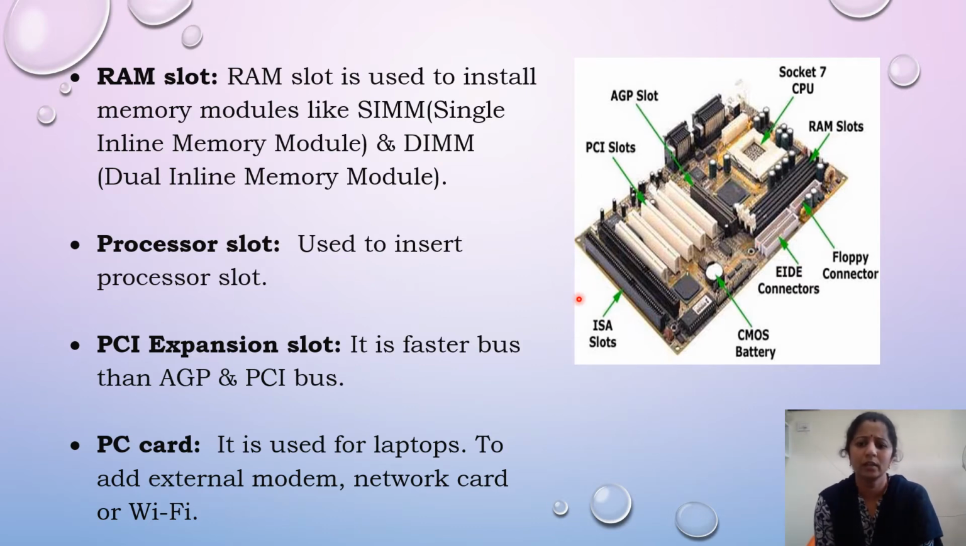Then the processor slot, to insert your processor. This is your processor, the microprocessor, inserted here in Socket 7. Then the PCI slot is to improve the speed of your bus, that is your AGP and PCI bus. To improve the speed of your bus, we require the PCI slot. Expansion slots we are adding here. These are the different PCI slots.